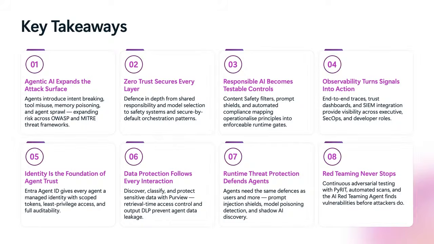Fourth, observability is what turns signals into action. Fifth, identity is the foundation of agent trust. Sixth, data protection has to follow every interaction, not just sit around the data store. Seventh, runtime threat protection needs to defend agents like users, and in some cases even more carefully. And last, red teaming is never finished. It has to keep pace with change.